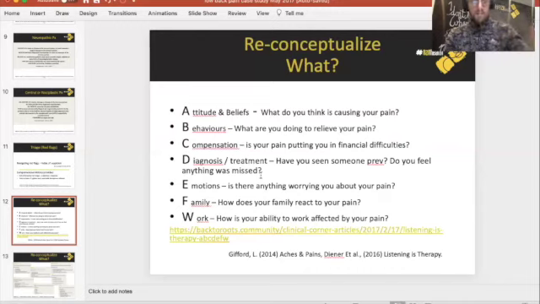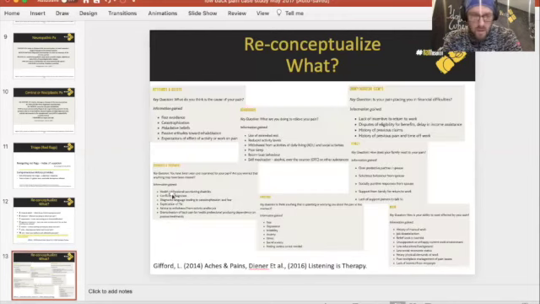Diagnosis and treatment, really important one, because generally people with persistent pain, they're going to have seen a lot of healthcare professionals. They're going to have tried lots of things. I know if I have pain, I'm going to do ultimately whatever it takes to get rid of it. I don't really care if it's evidence-based, just want it to work. So we need to ask, have you seen someone before? And do you feel that anything was missed?